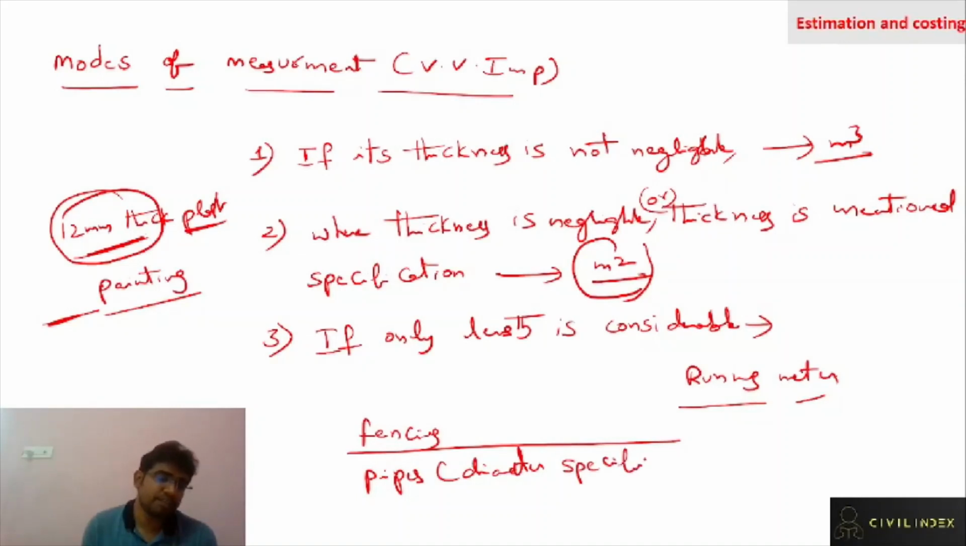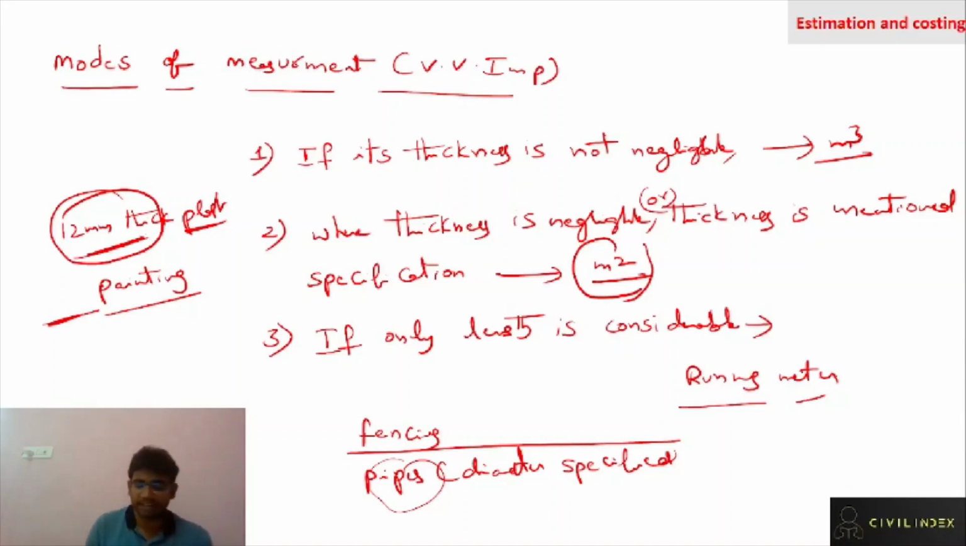Diameter of the pipe is specified. That means if you are taking the pipe, the diameter is mentioned in the specification. So pipes are measured in what unit, guys? Diameter is mentioned, so only length is considerable for us. So what is the unit of measurement for laying the pipes? That is nothing but the running meter. All of you have to respond.